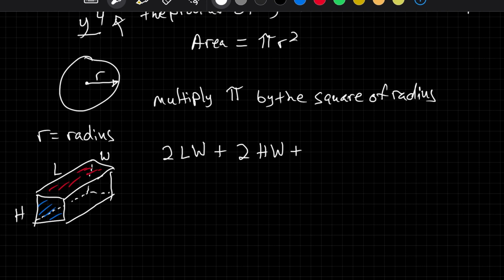Now let's find the last bit of area, and we'll have to add that to this as well. So the last bit would be L times H. Can you tell me where L times H area would be on this? Alright, I hope you said this area. And it would also be on the back side. Okay, so since there's 2 of them, we'd have 2 times L times H.